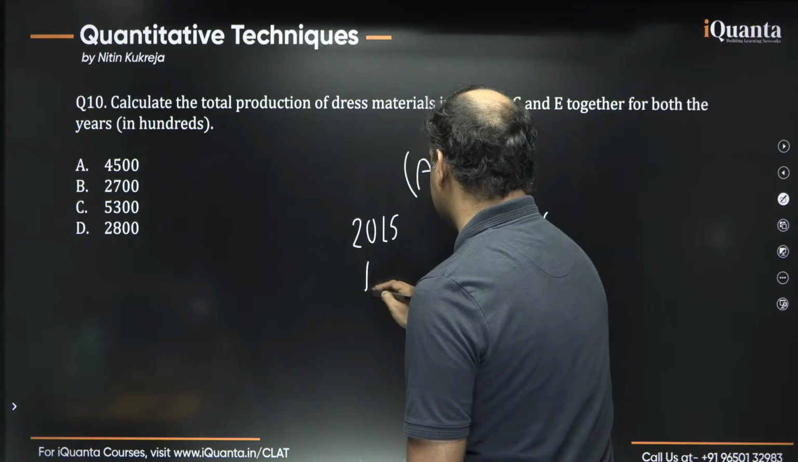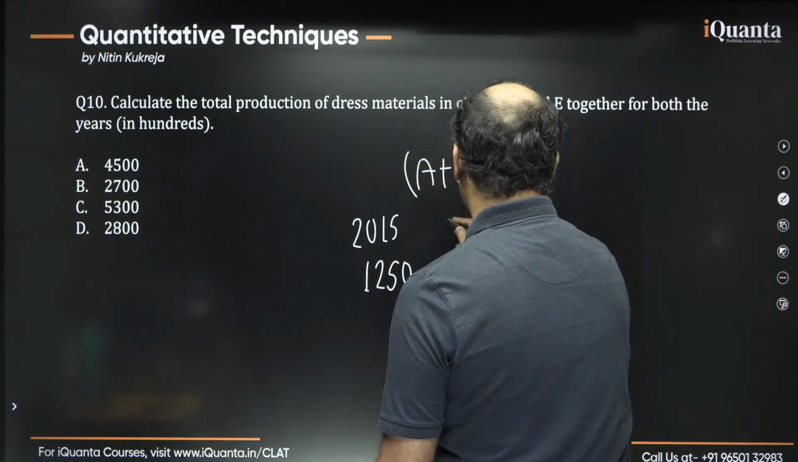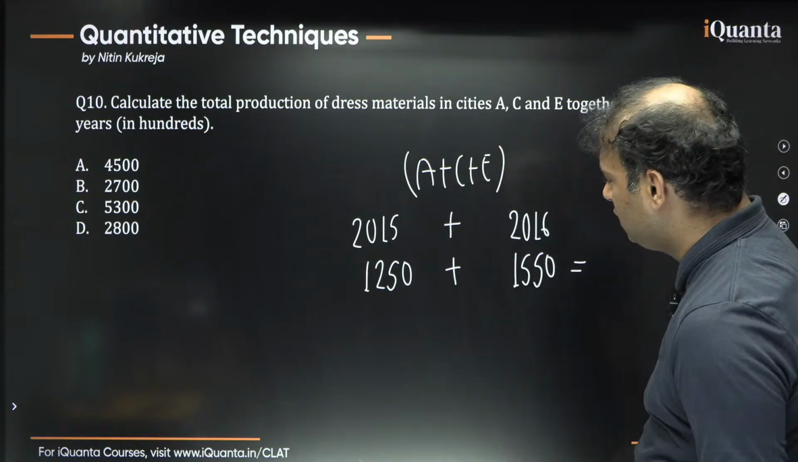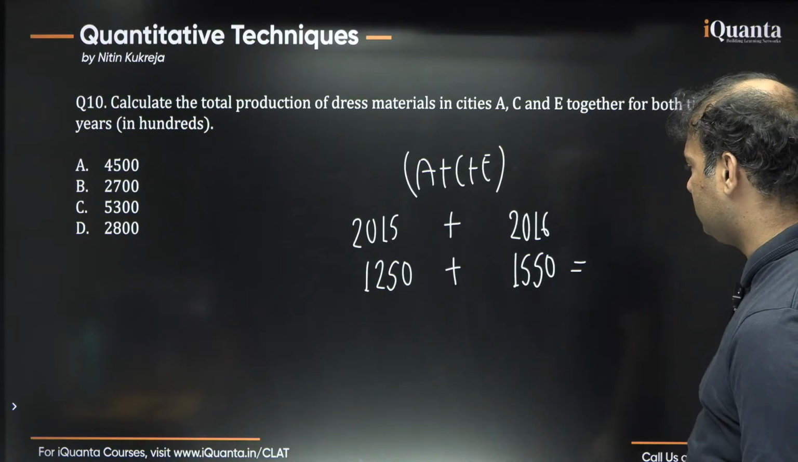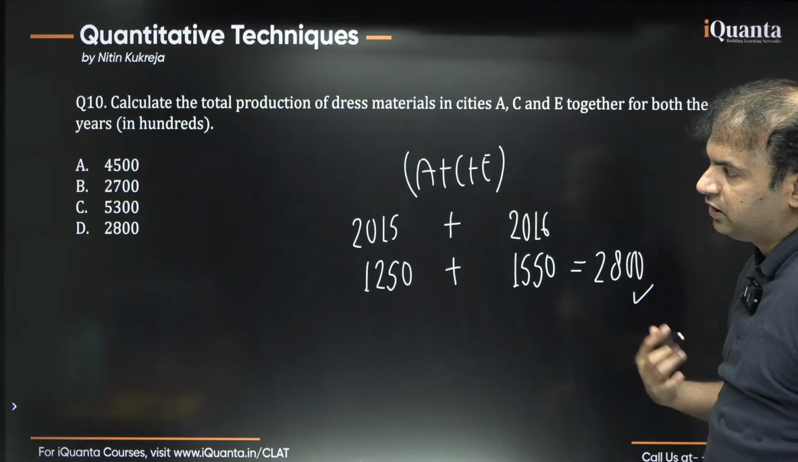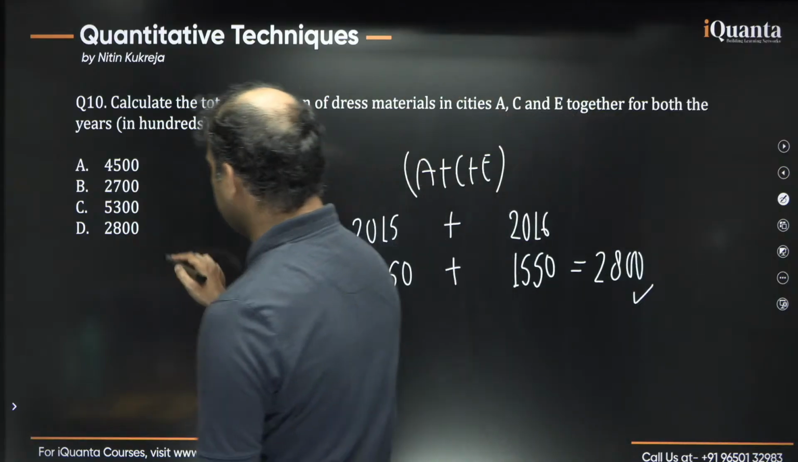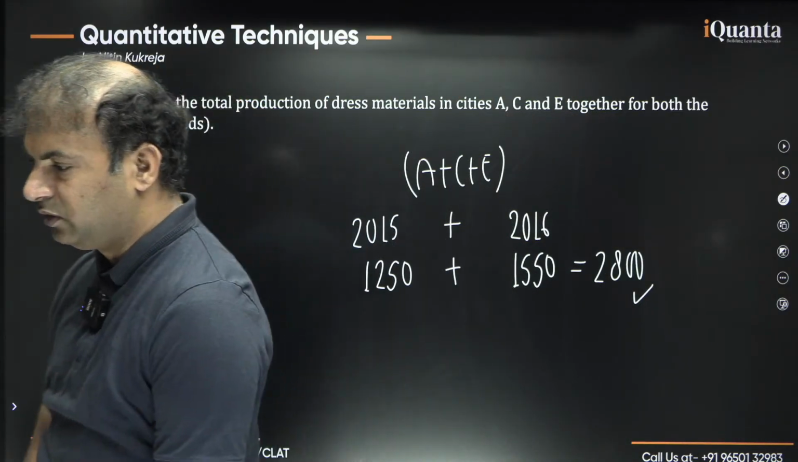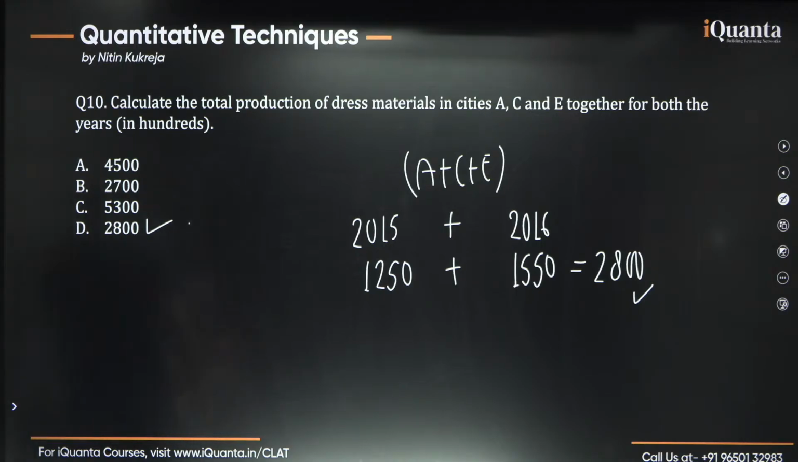So 1250 in 2015 and 1550 in 2016. That gives you the sum how much? 1250 plus 1550 is 2800. That's it. So we'll say that the total production in both the years together is 2800, which is option number D. Simple question, right? All right, hope that's clear to everybody, right? And this is how we can solve this question as well.